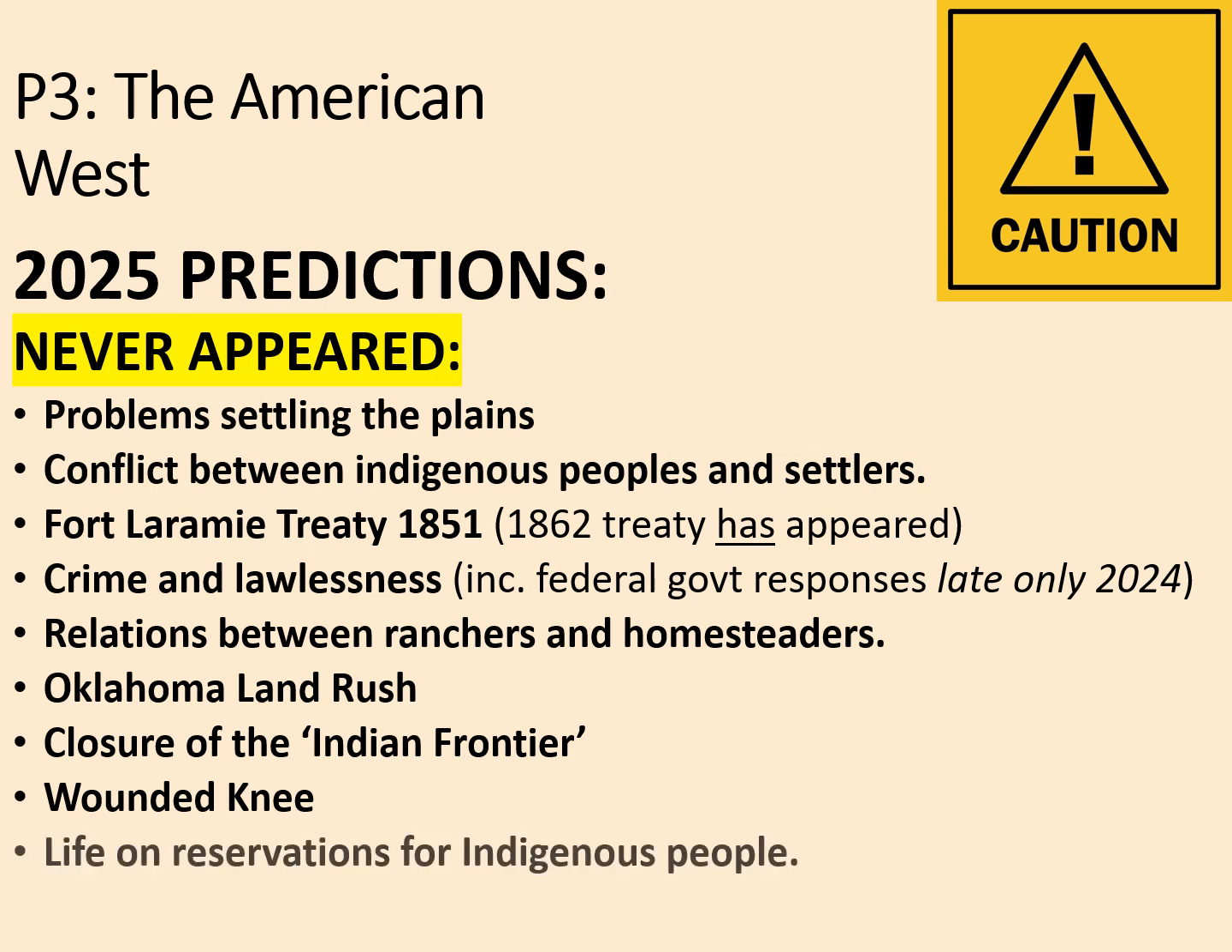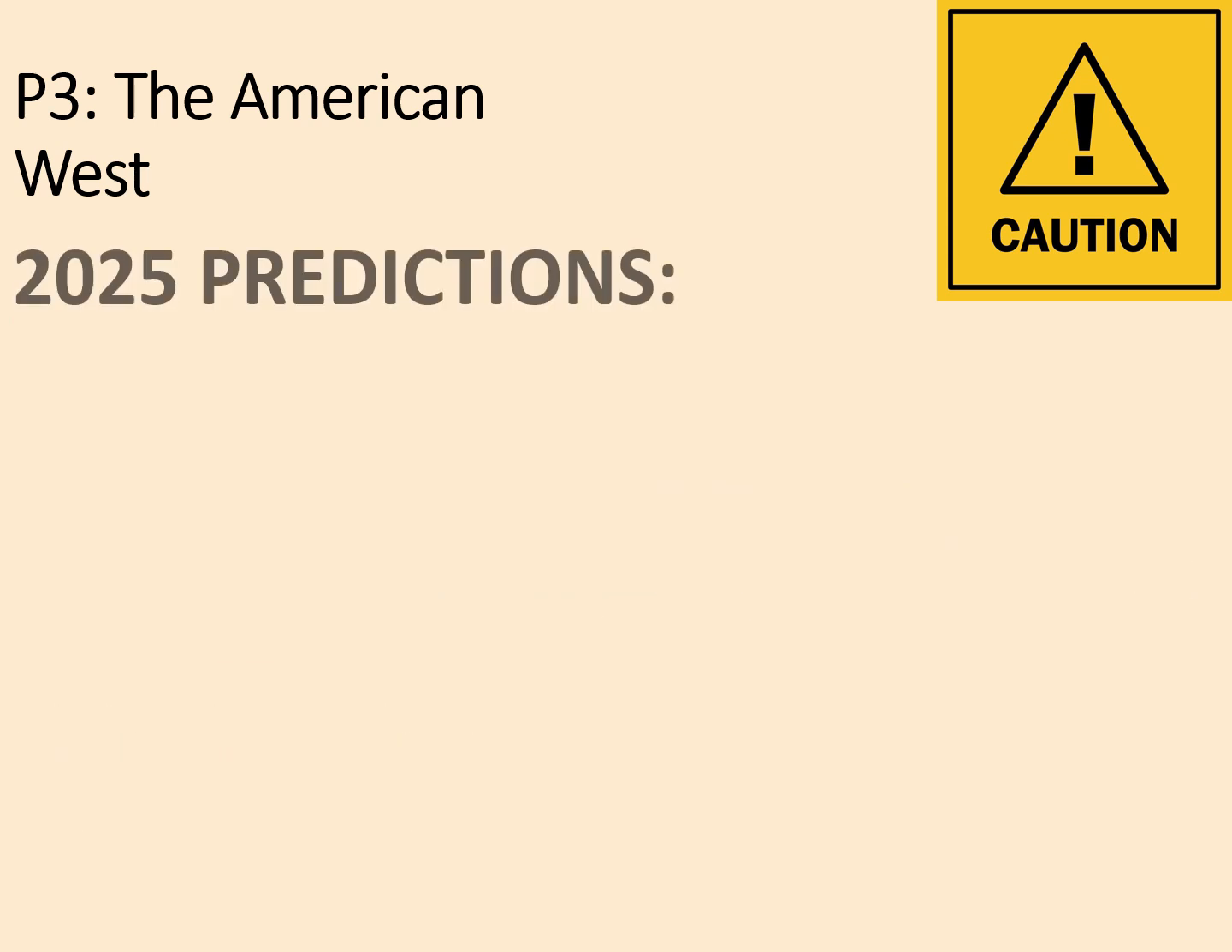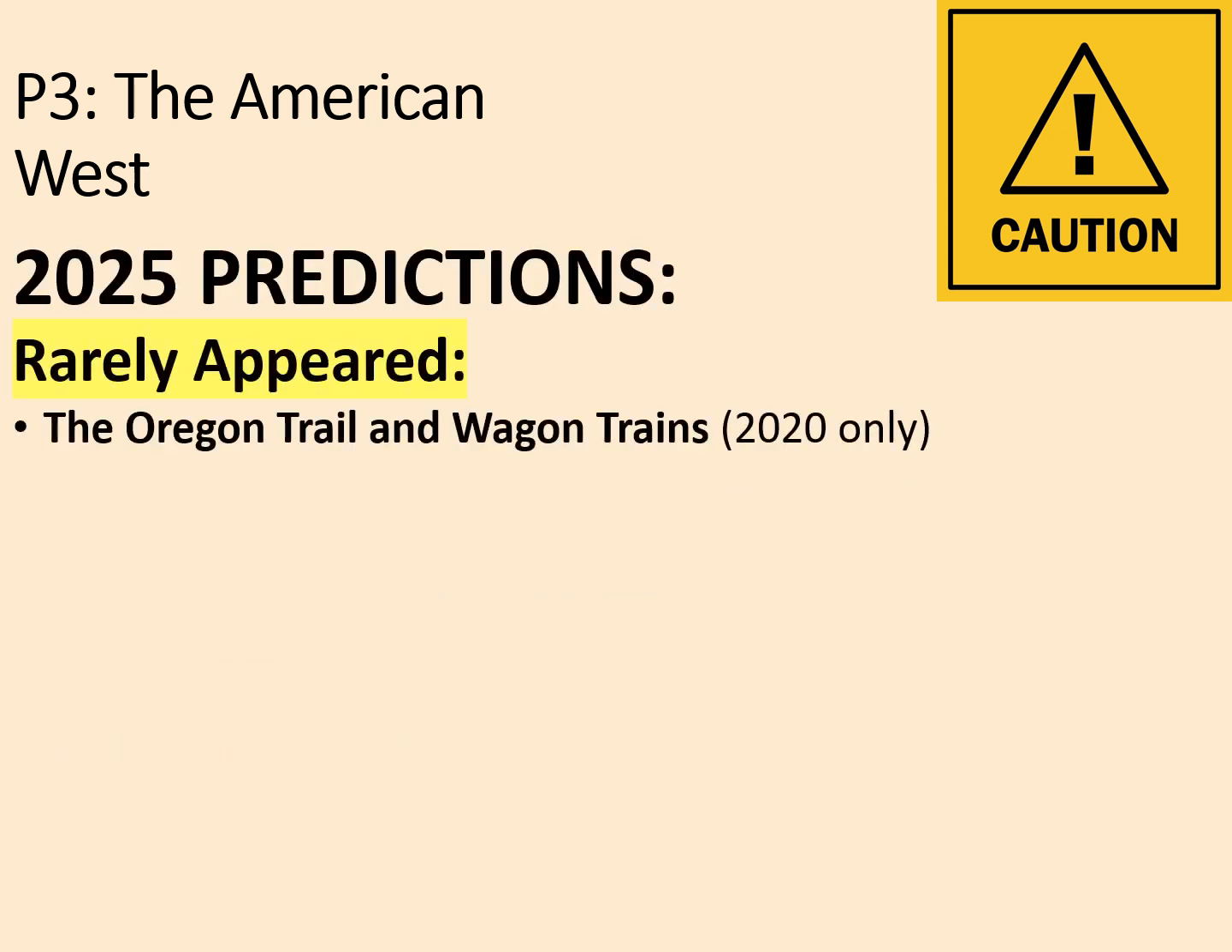We will see. And associated with that, looking at the life on the reservations for Indigenous peoples, the ways in which the government tried to make them assimilate with a European style of culture. All right, so there are quite a few things that have never really appeared in their own discrete questions. Let's consider the things that have only rarely appeared. Despite being something that's really recognisable, the Oregon Trail and wagon trains has only appeared in the 2020 paper, and that's maybe a bit of a surprise.